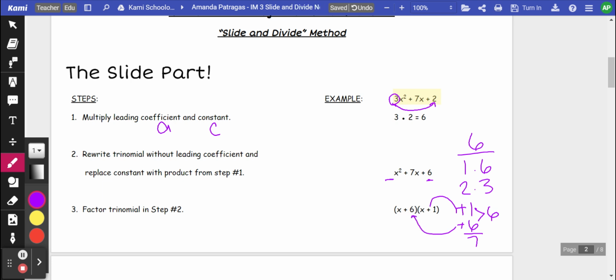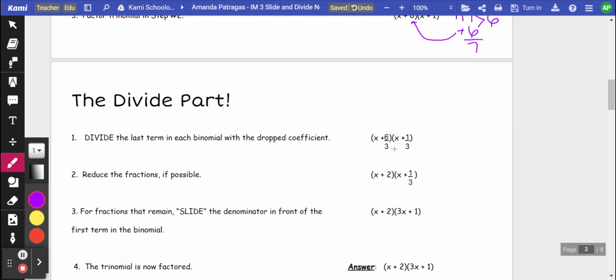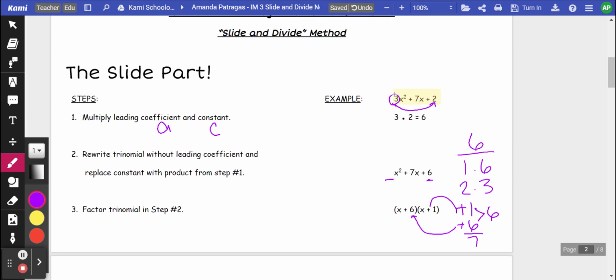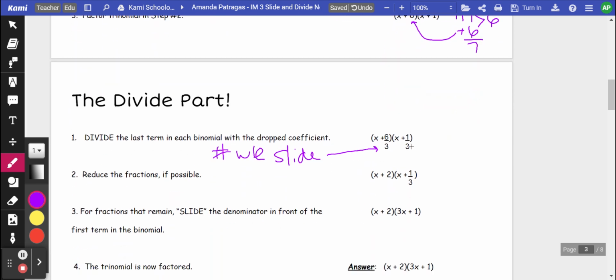That's the slide part. The only difference from the factoring we've been doing is that we took that A value and we multiplied it to the C value. Only difference so far. Now comes in the divide part. Okay, we are going to take the last number in each of the binomials that we just found, right? X plus 6 and x plus 1. We are going to divide them by the number we slid. Okay, so I'm just going to write that here. The number we slide is what goes there to divide. Okay, and that's why I circled it up here, because it kind of helps my brain remember what I need to use later on. So I divide by 3.